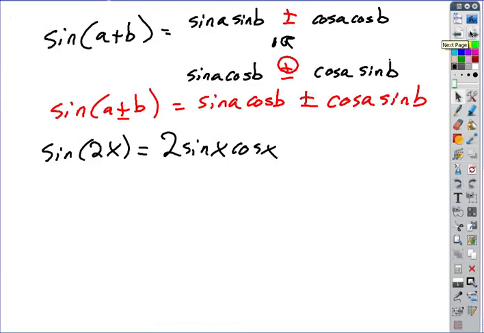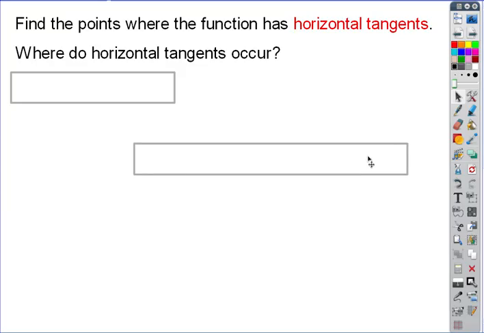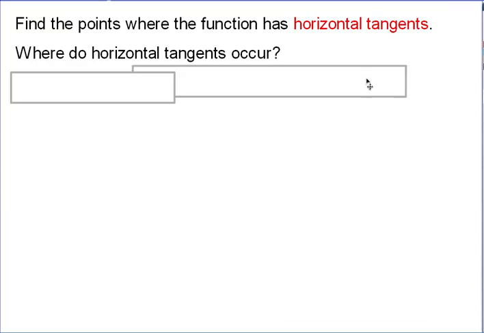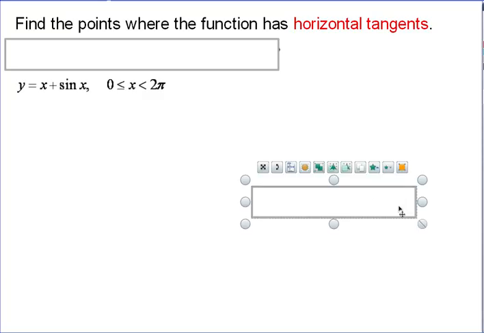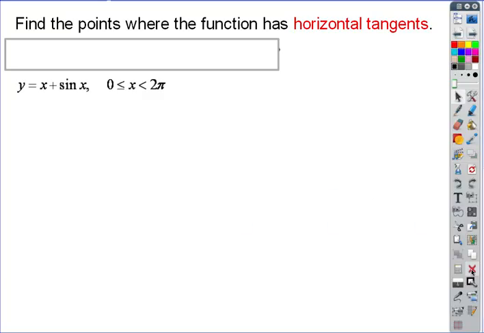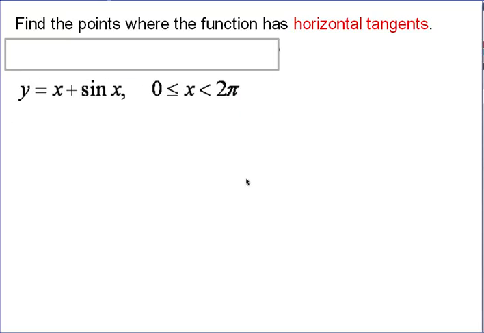Okay. What about then? Take a problem like this. Find the points where this function has horizontal tangents. That's just zero times the derivative. So there's the one we want to find. Here's our function, y equals x plus sine x, and I'm restricting the domain a little bit, on the domain where x is greater than or equal to 0 and less than 2 pi.